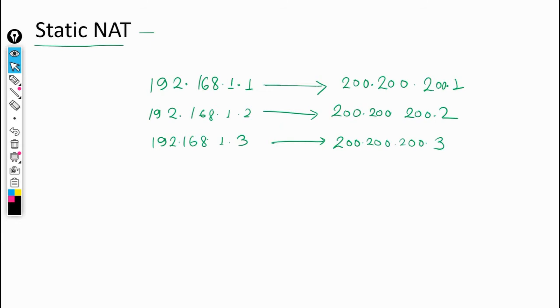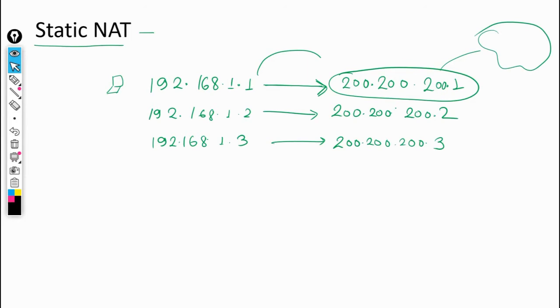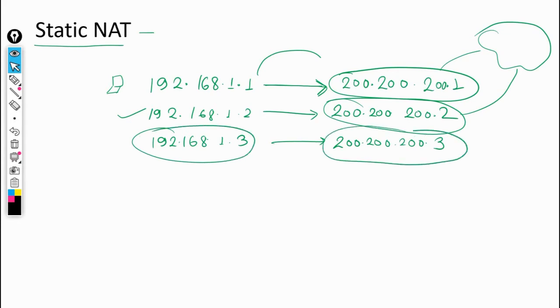We are manually defining that whenever a computer goes outside of our network, out to the internet, it will use this IP address and then use the internet. Whenever this computer wants to use the internet, it will use this IP address and then go to the internet. If this computer wants to reach the internet, it will use this IP address and then use the internet.